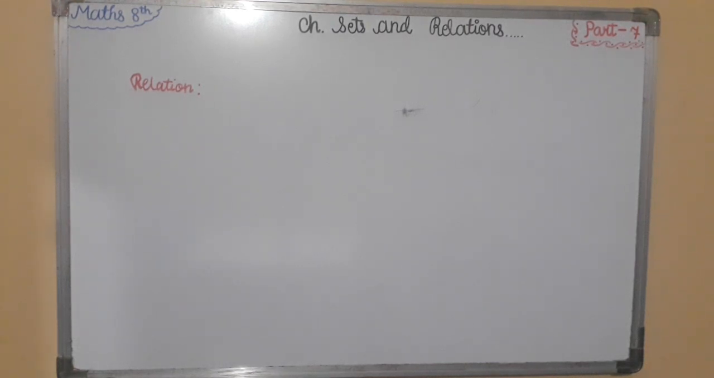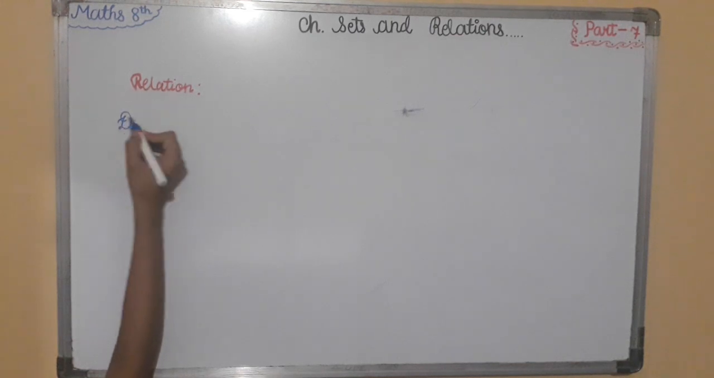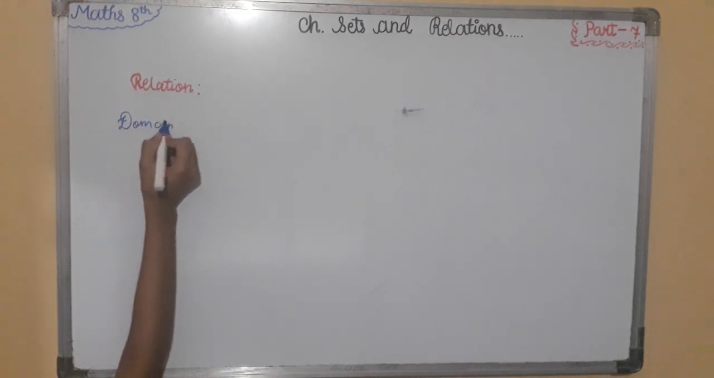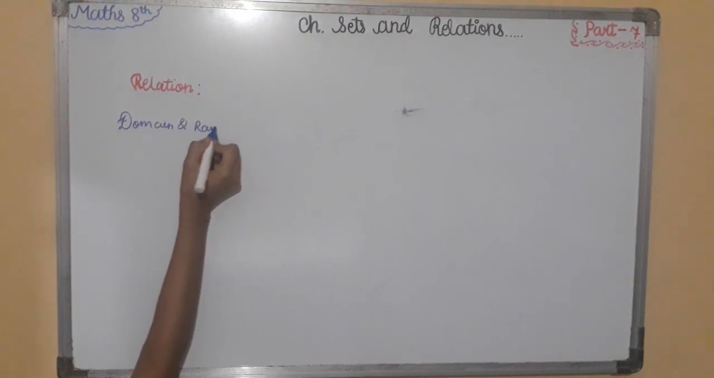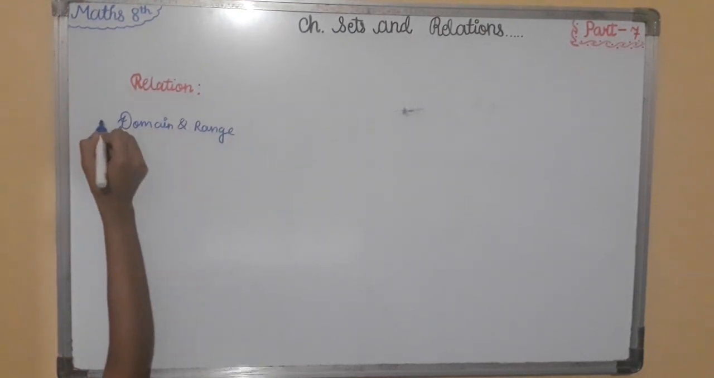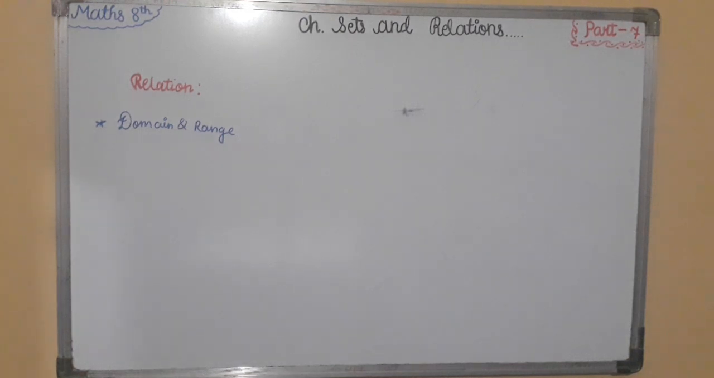Next is domain and range of a relation. The set of first coordinates of all the ordered pairs of a relation R is called the domain of R, while the set of second coordinates of all ordered pairs of R is called the range of R.